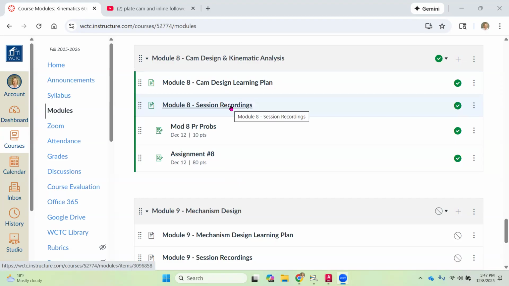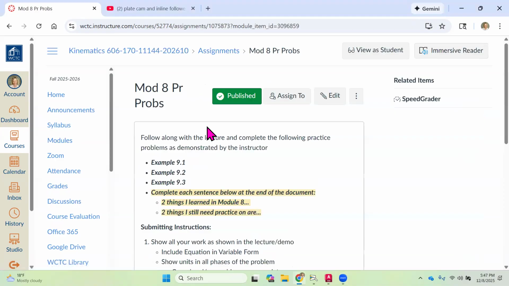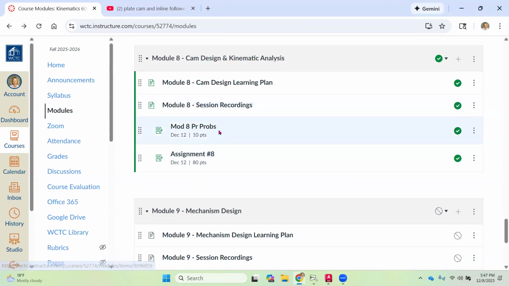Session recordings, I'm recording this session. I'll be uploading this later this evening, but there are session recordings out there from previous offerings of this course if you wanted to look ahead at that. Practice problems. There are just a couple of practice problems here, and I believe we get through these tonight in the work that we're going to be doing, but we'll confirm that as we go along.